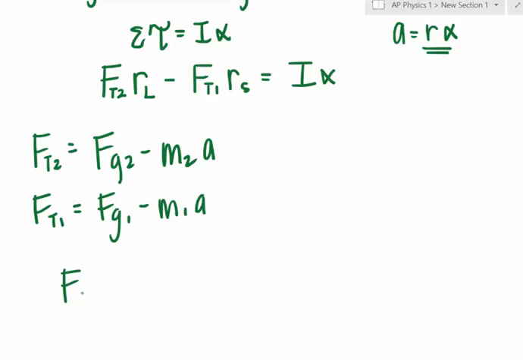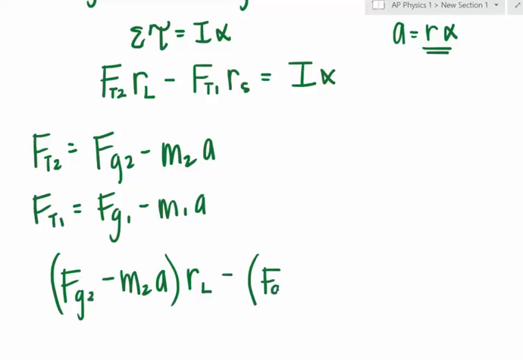So FG2 minus M2A all times R large minus, I'm going to use a parentheses to make it look like a big deal, FG1 minus M1. Whoops, that's a 1 and that's a 2. That's a 2, M2. There we go. And then times R small is equal to I times alpha.